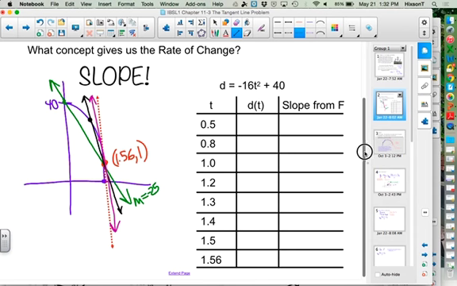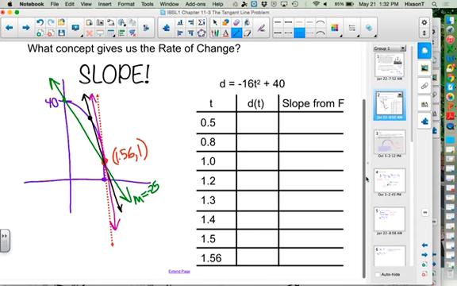What we're going to do is find the slope between the point we want and different points. First of all, note that the slope here is undefined. I can't find the slope between a point and itself. So the first thing I'm going to do is plug in 0.5. 0.5 squared is a quarter, so 1/4 of negative 16 is negative 4. Negative 4 plus 40 is 36.